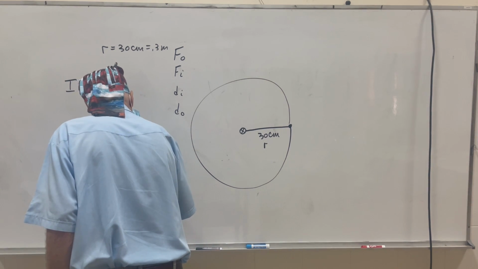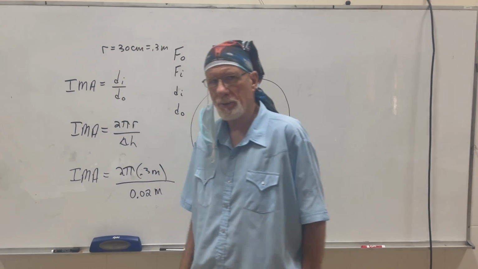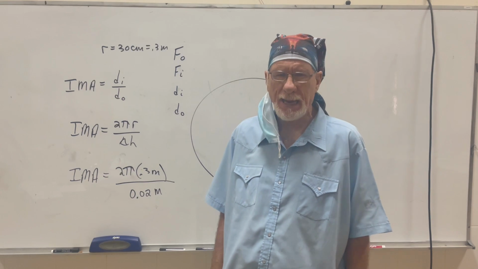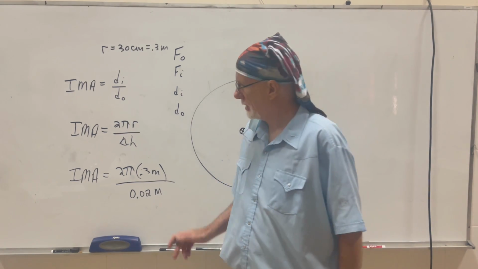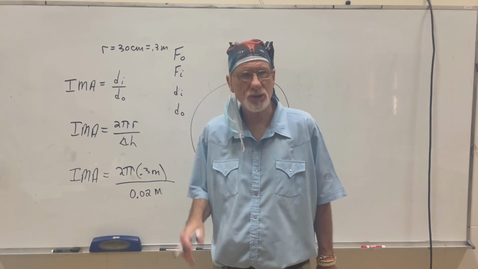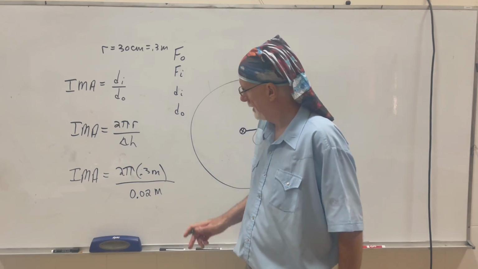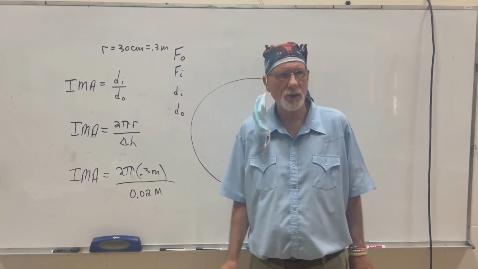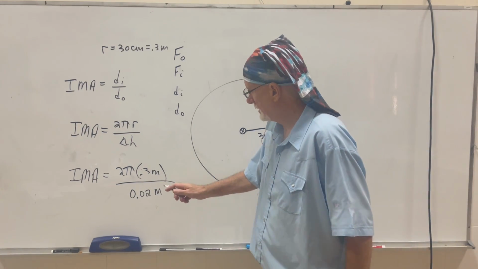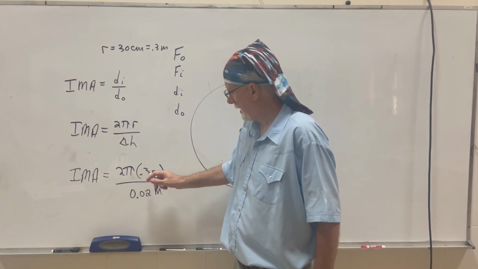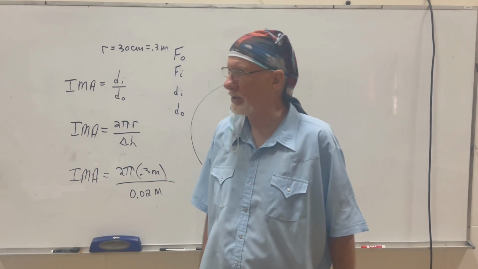0.02 meters. Let me ask you a question. Do you really have to change it to meters? No, because the meters will cancel, the centimeters will cancel, correct? The ratio is the same. 0.3 over 0.02 is the same as 30 over 2, right? So what is 2 times pi times 0.3 divided by 0.02?